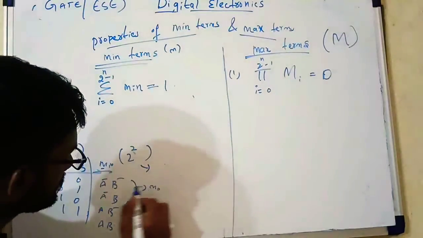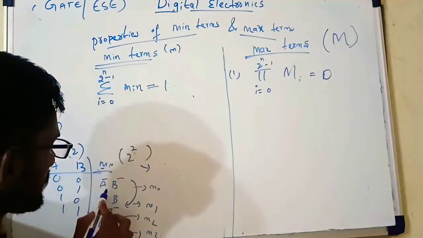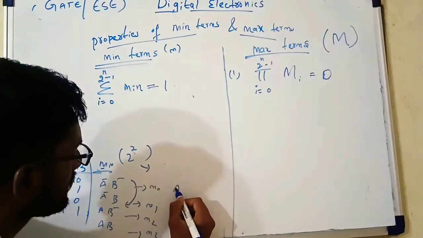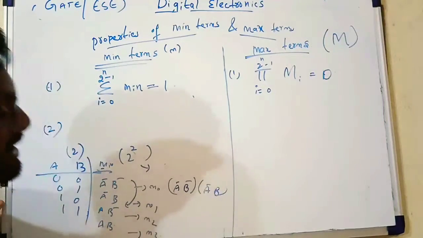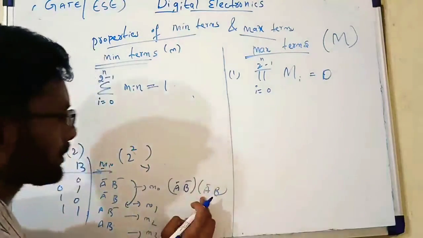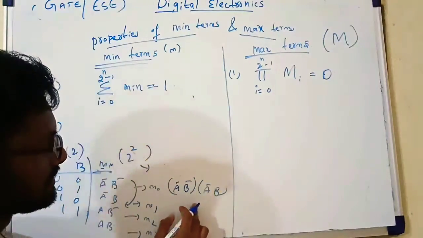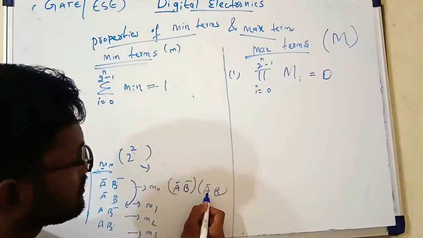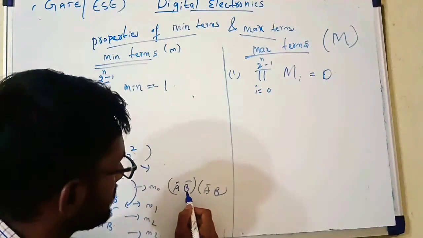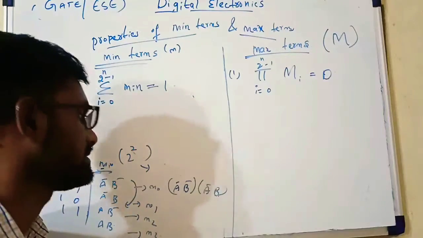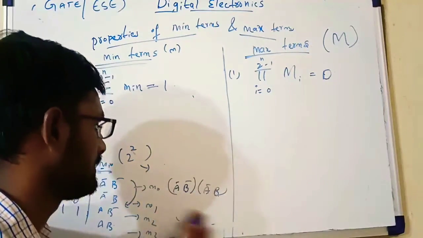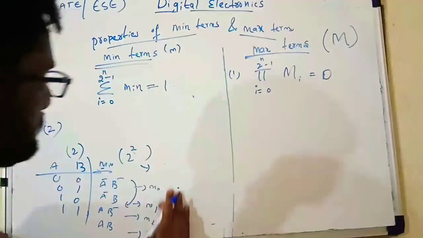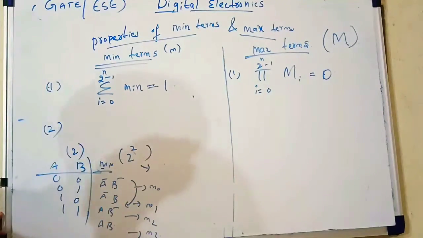Now let us multiply these two. Here A bar B bar into A bar B. Let us multiply this A bar B bar into A bar. Here A bar into A bar is nothing but A bar. That's fine. But B bar into B is nothing but 0. You have seen that A into A bar equal to 0. From this we can conclude that by multiplying any two minterms, we will get the value as 0.